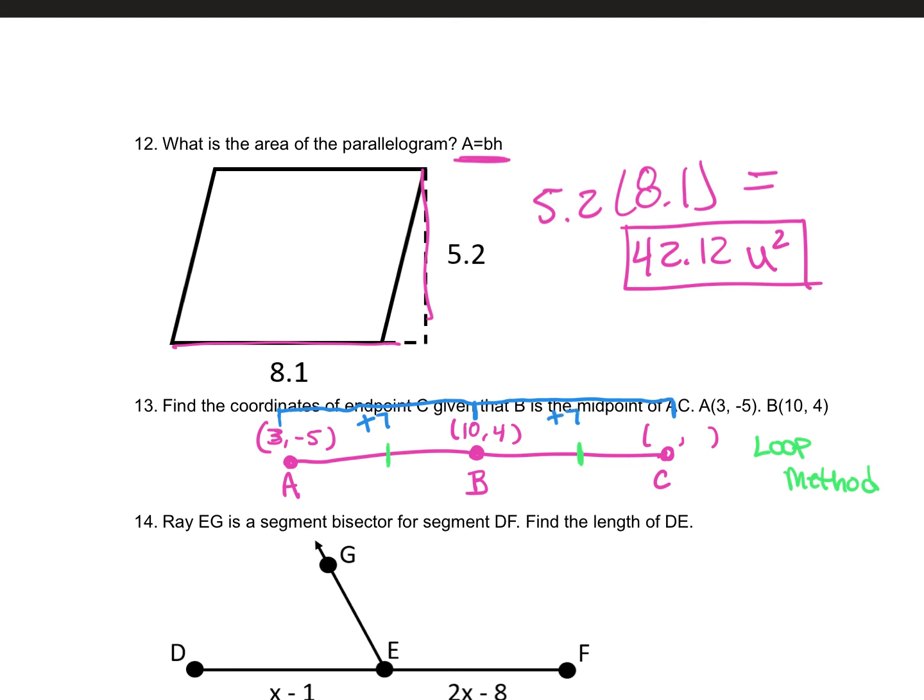So then I just ask, what is 10 plus 7? It is 17. And then now I move to the next one. I'm moving to my y values. So negative 5 to 4. What did I do to get from negative 5 to positive 4? So I'm going to end up adding 9. And so I can assume, y'all, that the same thing happens here, that I add 9. So 4 plus 9 is going to be 13. So now I can tell that my coordinates to C is at 17, 13. And that would be my final answer there.